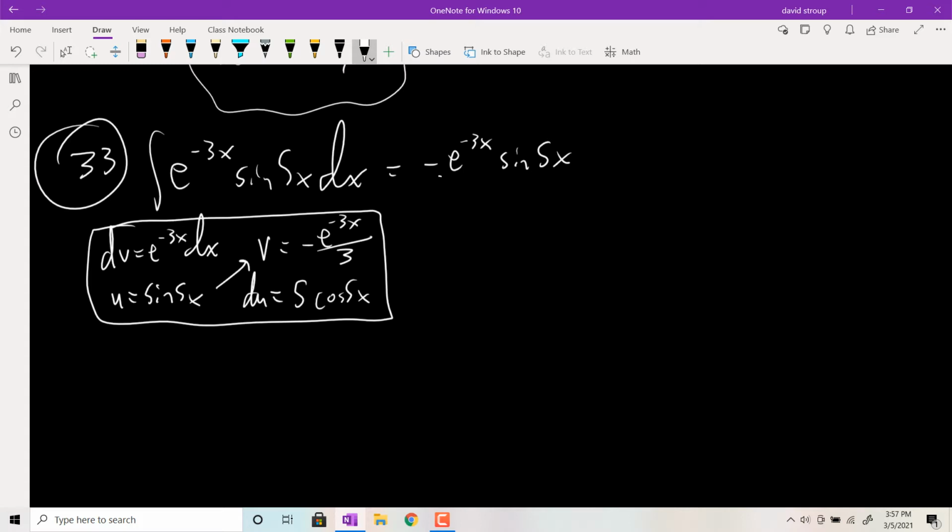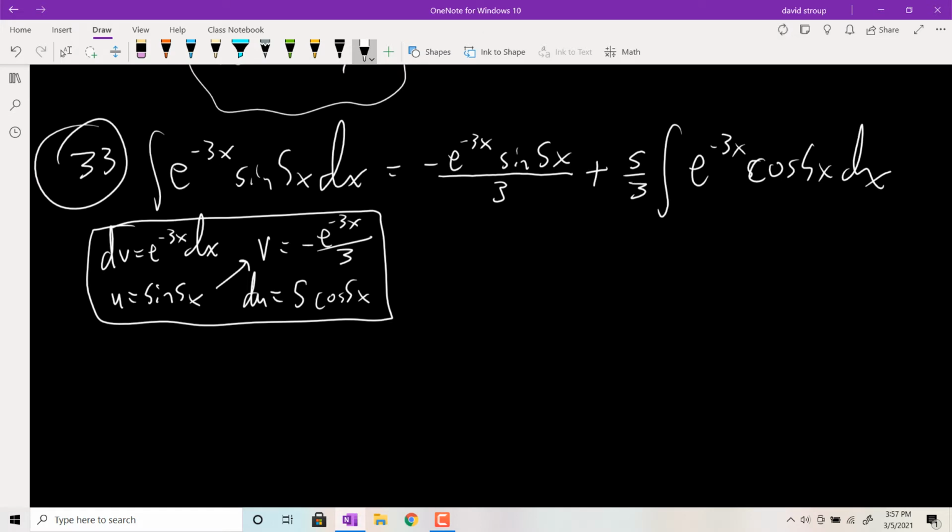Okay, and then that's all over 3, and then minus a negative. So plus, we'll have 5/3 integral of e to the negative 3x cosine 5x dx. Whoops, it's v du, so I lost my du part. And then I have to do by parts again, right? Because this thing, I'm not going to be able to integrate it.